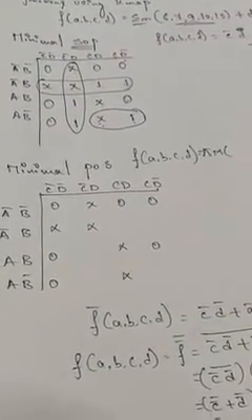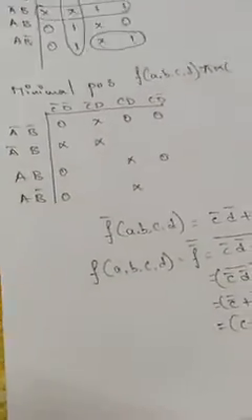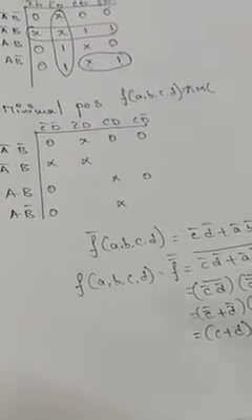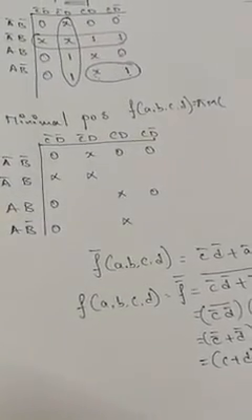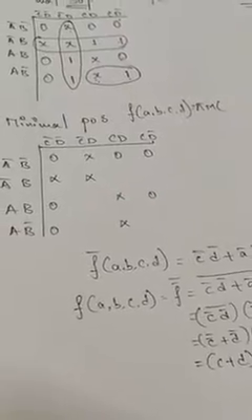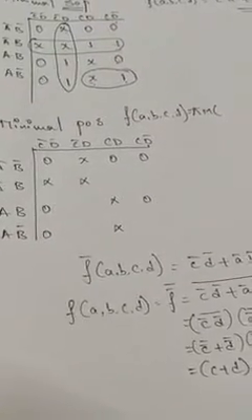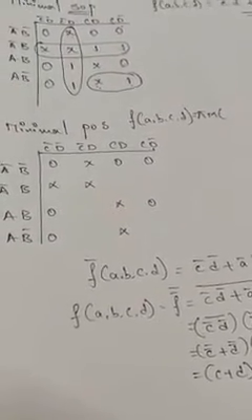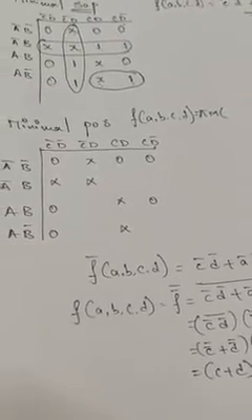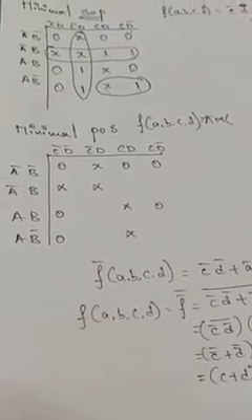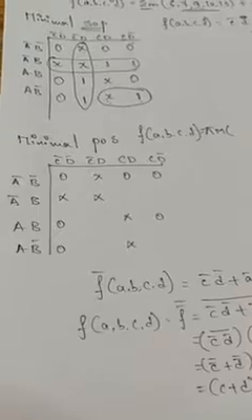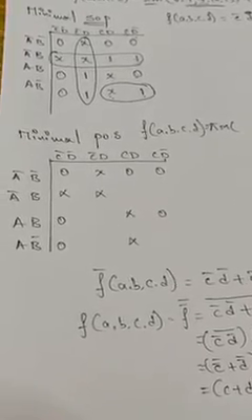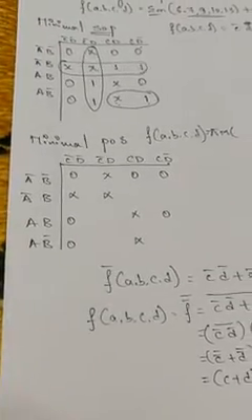When it comes to a product of sums, you are supposed to group zeros, not ones. When it comes to a sum of products, you need to group ones, not zeros. In case of sum of products, don't cares will be considered as ones if needed, but in case of product of sums, don't cares will be considered as zeros if needed.